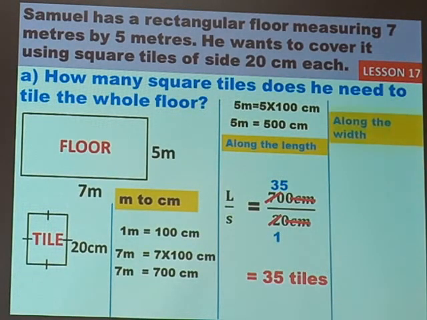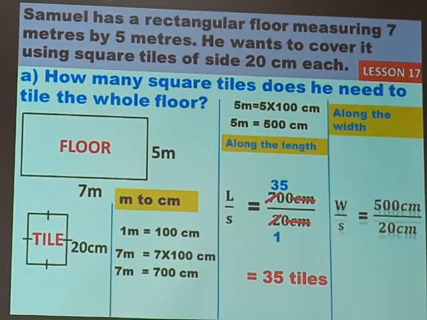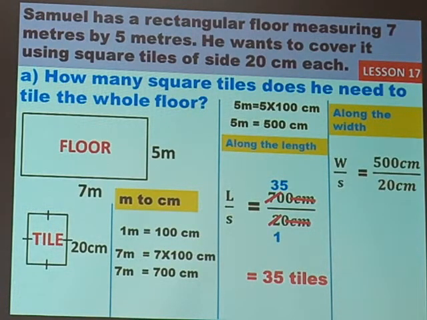We're dividing our space there. So along the width, the formula will be the width of the floor divided by the side of the tile. When we substitute, our width now is 500 centimeters divided by the length of each side of the tile, which is 20 centimeters.